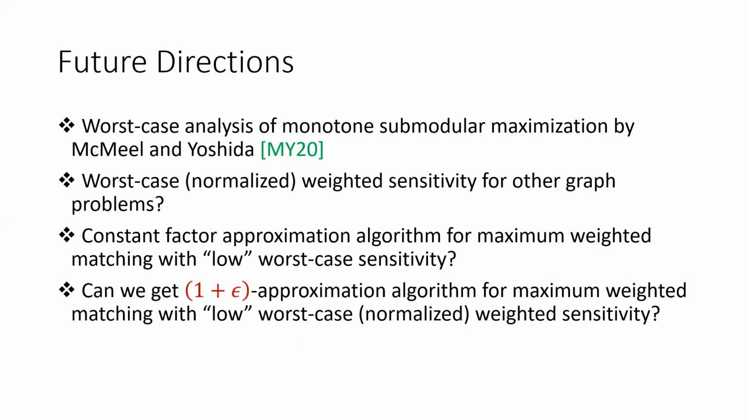Because our paper is the first to consider worst case sensitivity, we believe there are a number of interesting future directions that we can study. Already, there has been analysis of worst case sensitivity for monotone submodular maximization by Yoshida and others. But we can also look at worst case normalized weighted sensitivity for other graph problems. Another interesting question is whether there exist constant factor approximation algorithms for maximum weighted matching with low worst case sensitivity. Finally, we can consider whether there exist 1 plus epsilon approximation algorithms for maximum weighted matchings with low worst case normalized weighted sensitivity.